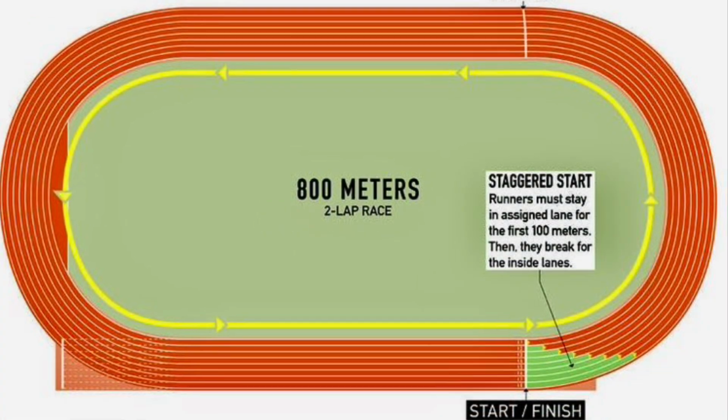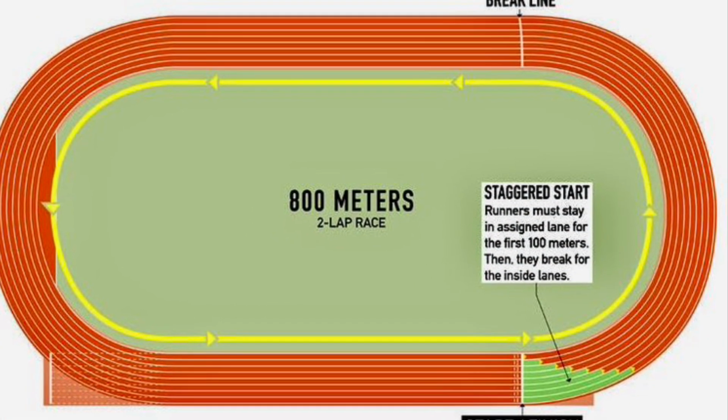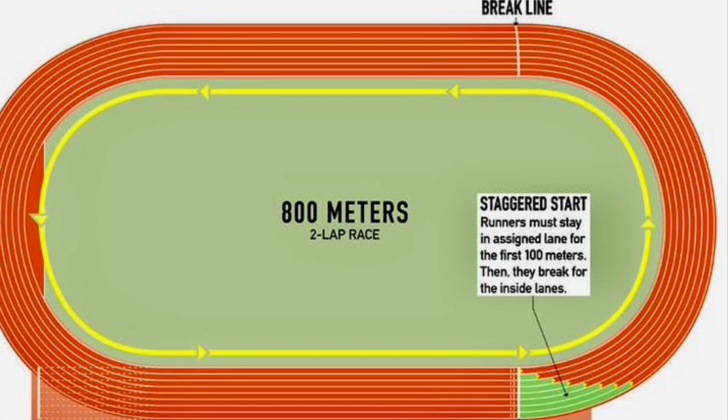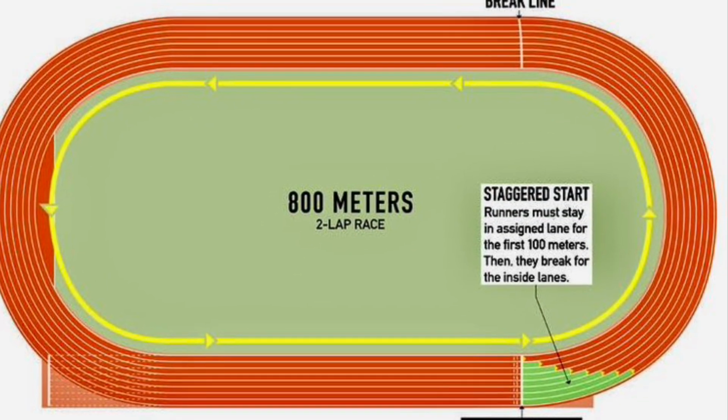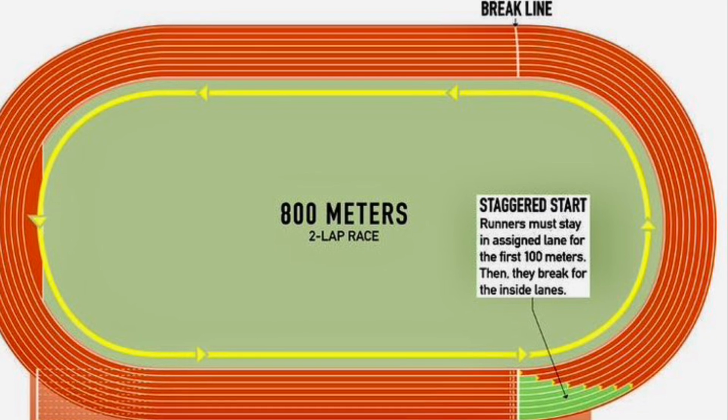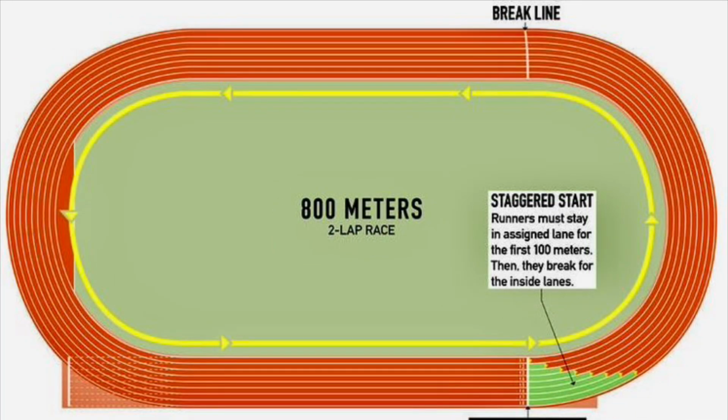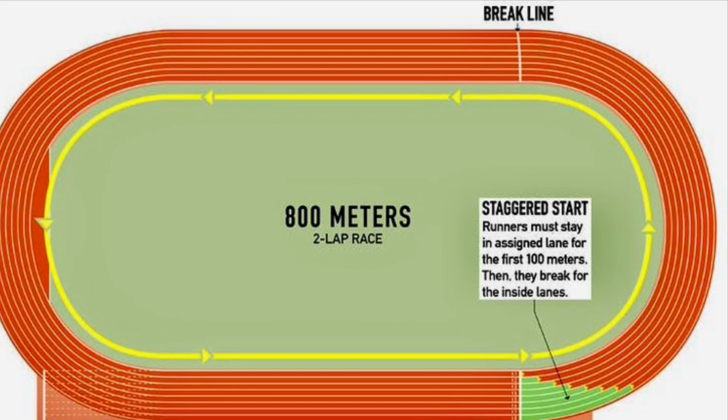Let's talk about middle distance running, which starts with a command of on your marks and gunfire. 800 meter is a 2-lap race and has a staggered start, run in assigned lanes until the athletes cross the break line, which comes after 100 meters of running. So what is the break line? It's a point on the track where athletes break for the inside lane and run the race as a pack.